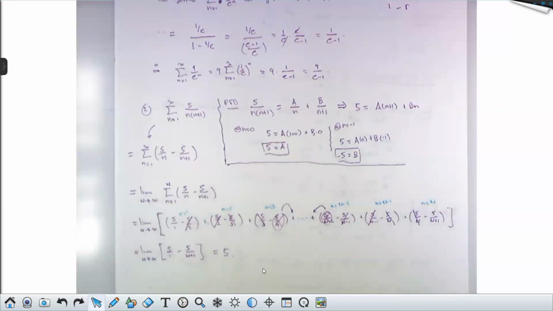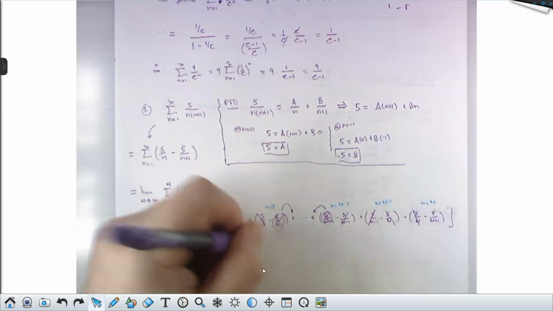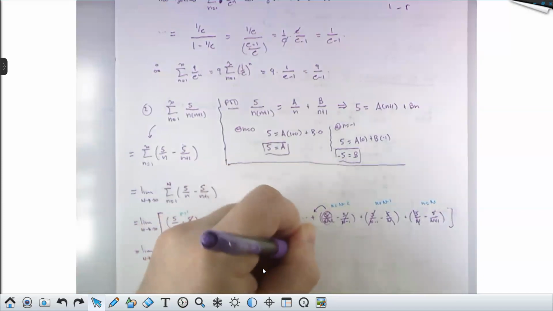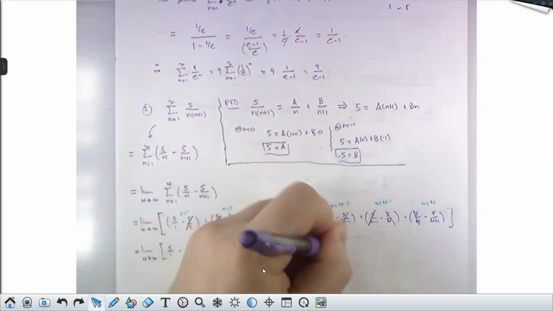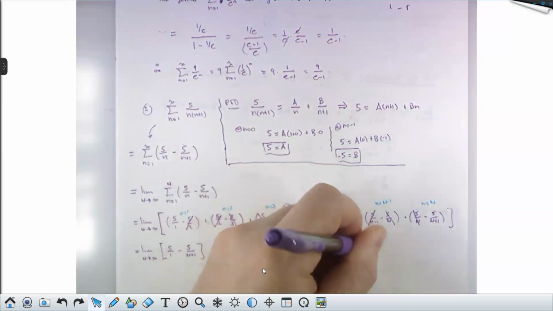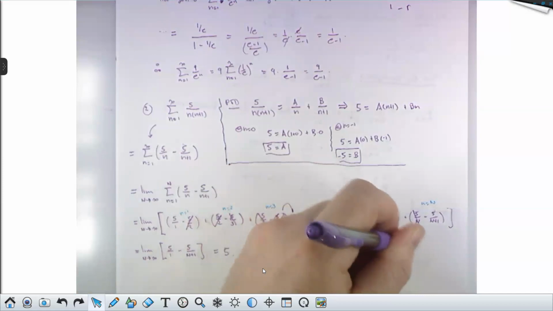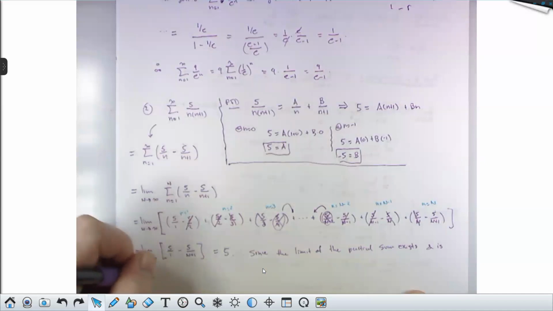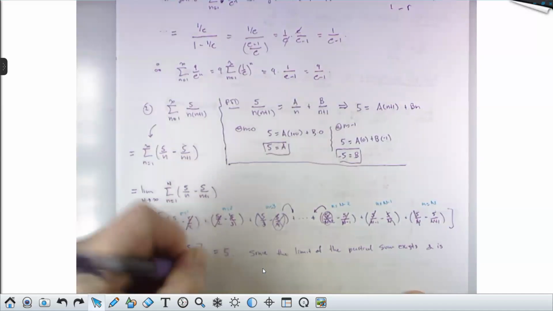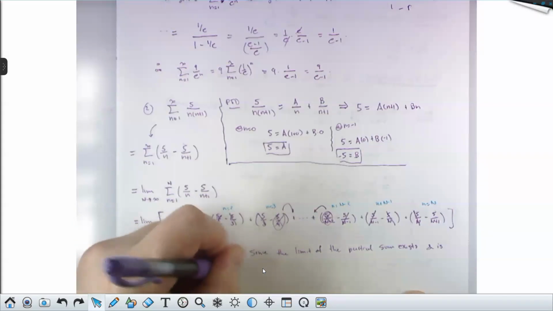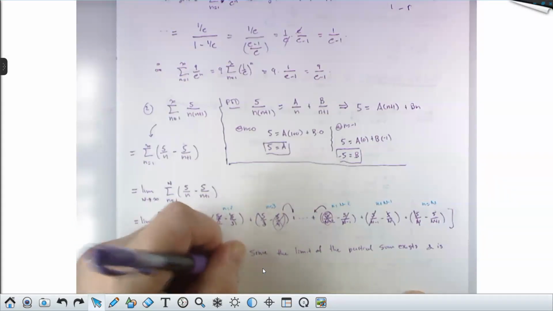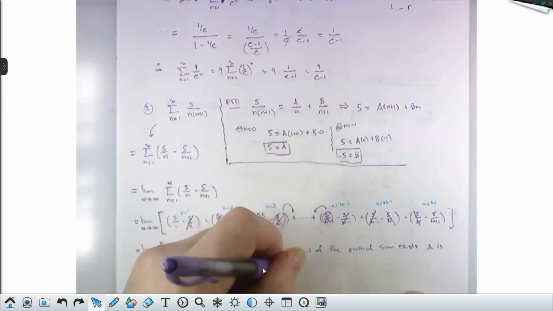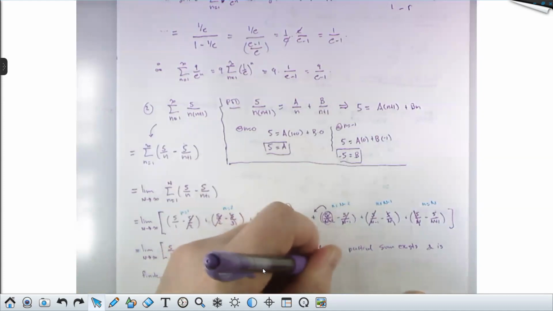So let me go ahead and finish writing the solution here, and then I'll answer that question. Since the limit of the partial sum exists and is finite, the series we're working with here, the sum from n equals 1 to infinity of 5/(n(n+1)), converges, and it converges to 5.